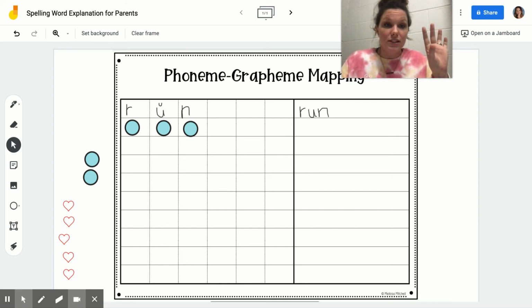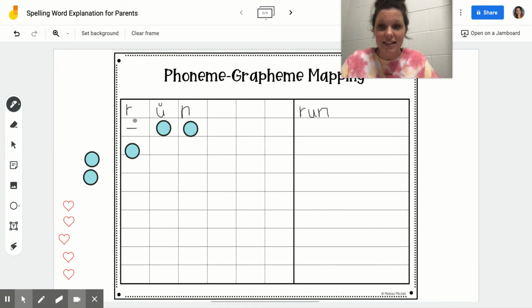Now we're going to sound the word out. As we sound it out, I'm going to write the letter. The first sound says T. I'm going to drag it down and write T, because T says T.